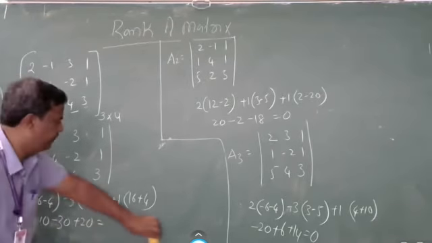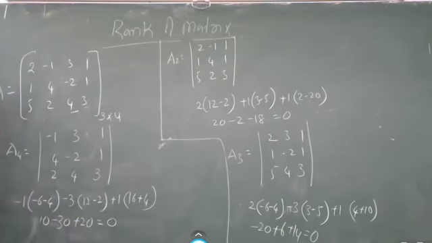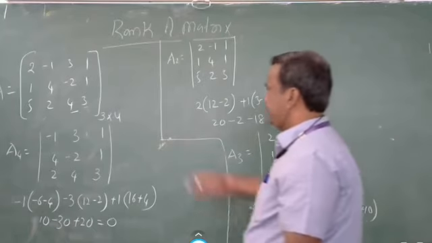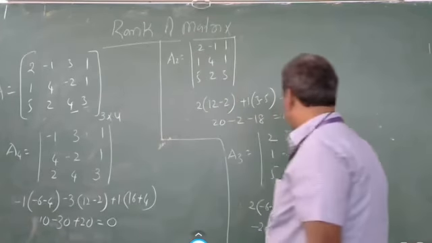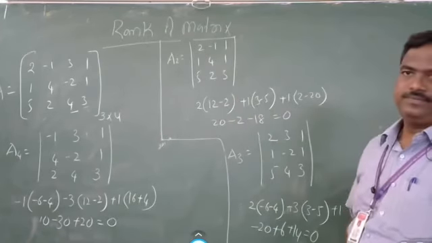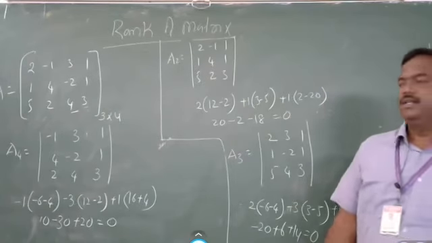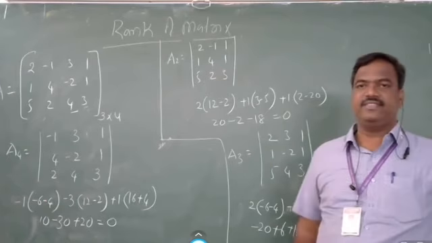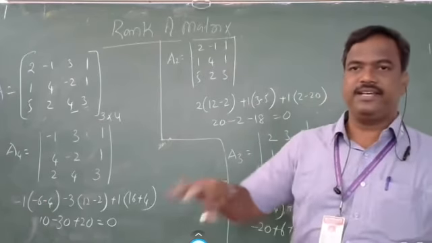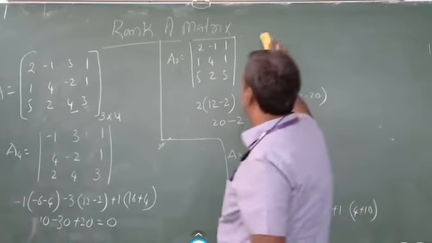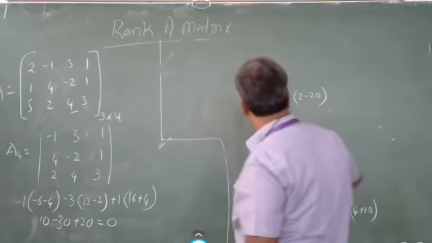So this is also 0. Now the rank should be less than 3. Why? You have taken all possible minors. You will get the 4 possible minors. We have checked all 4 minors. All 4 minors are equal to 0. Now what you want to do? You will go for the next level.